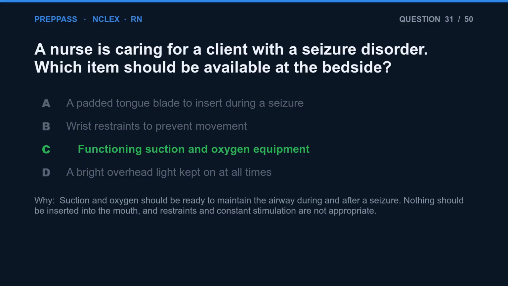The correct answer is C. Suction and oxygen should be ready to maintain the airway during and after a seizure. Nothing should be inserted into the mouth, and restraints and constant stimulation are not appropriate.